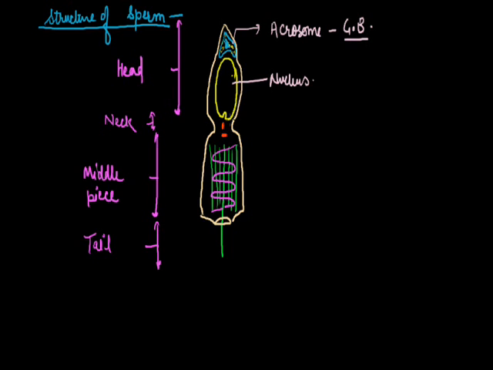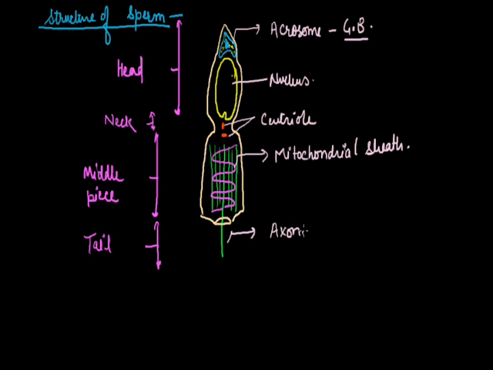Just beneath the nucleus, in the neck region, two centrioles are situated. After this, you can see the middle piece in which some rod-like structures are found, and these are surrounded by a spiral band of mitochondrial sheath. Here the mitochondria are responsible for giving energy for sperm movement, while the tail-like structure is the axoneme part of the sperm, a flagella-like structure, which is helpful in the movement of sperm.